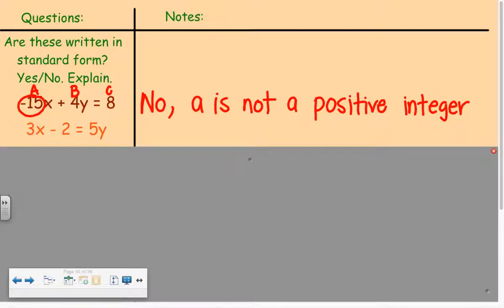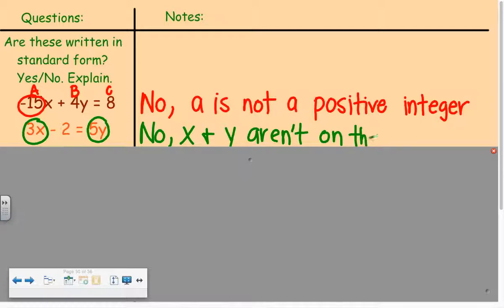Second one, 3x minus 2 equals 5y. So my first rule, again, is that x and y have to be on the same side and the left-hand side. Well, if you notice this one, 3x is on the left of the equal sign, 5y is on the right. So that is not in standard form. No, x and y aren't on the left side.